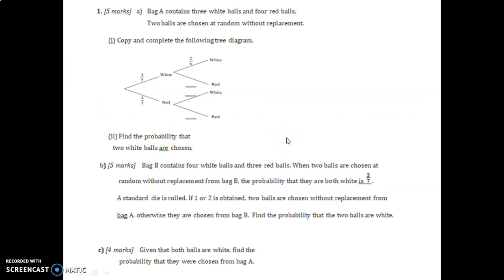Here's our first problem. Take a look, fill in the blanks here. Okay, now you're ready for part 2. Try to answer that problem. Okay, and now question B. See if you can solve that. And finally, question C.